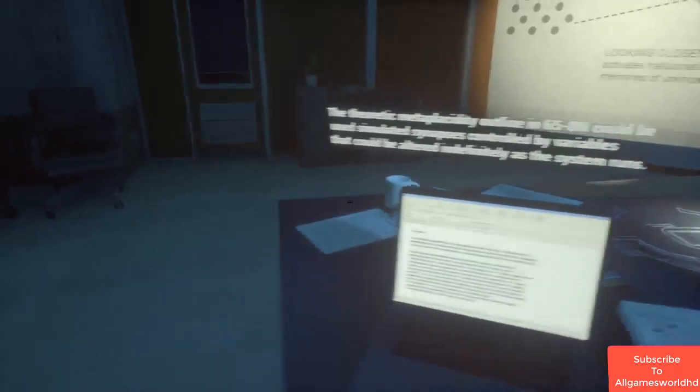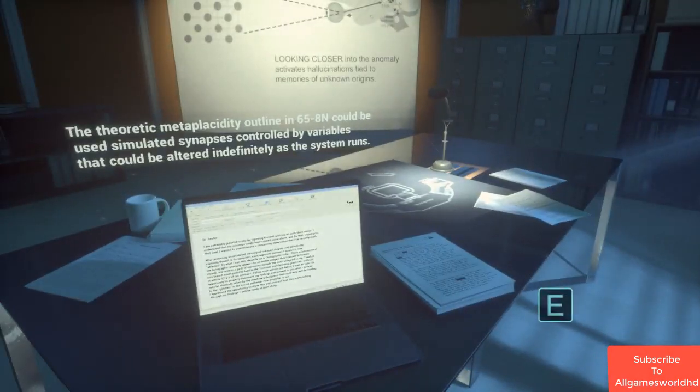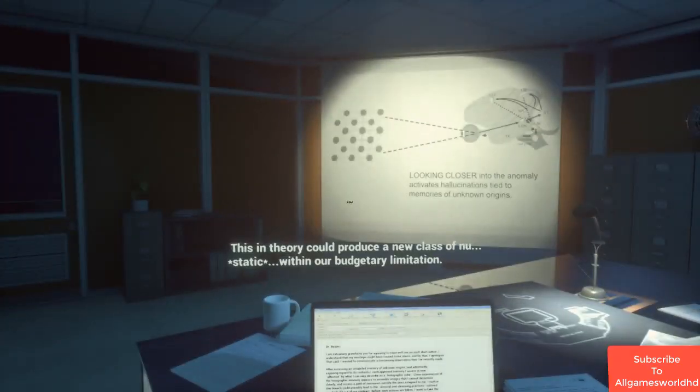The theoretical metaplasticity outlined in 658N could be used to simulate synapses controlled by variables that could be altered indefinitely as the system runs. This, in theory, could produce a new class of neural software using a power source that's within our budgetary limitations.